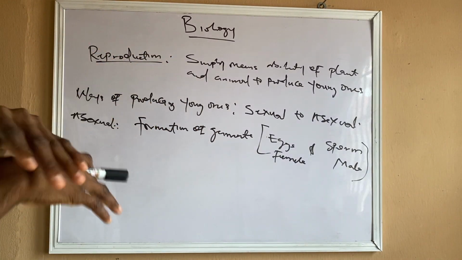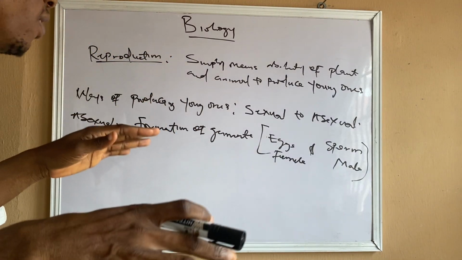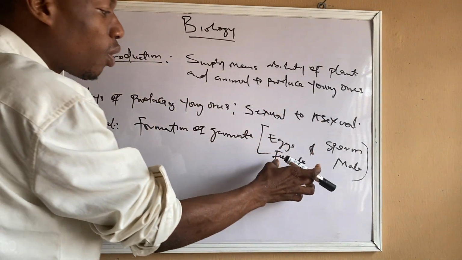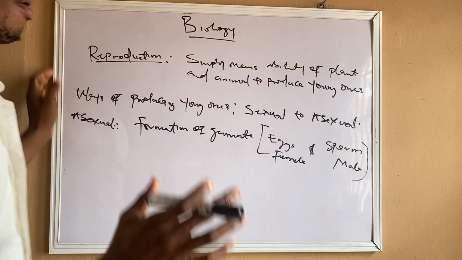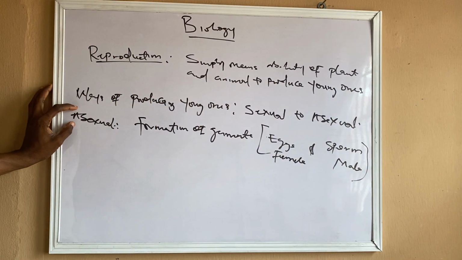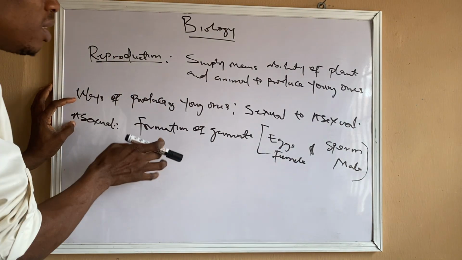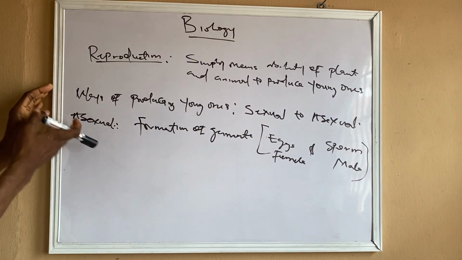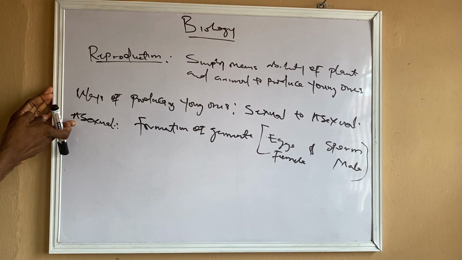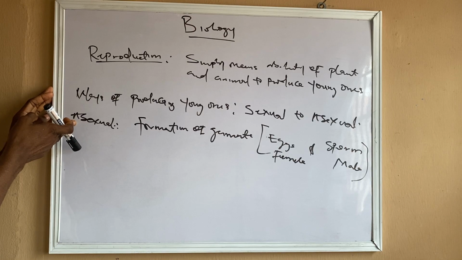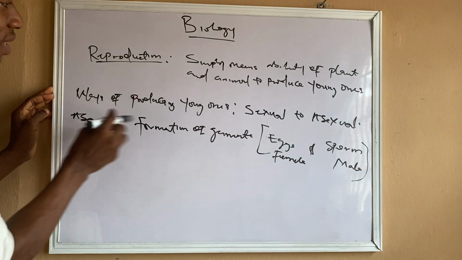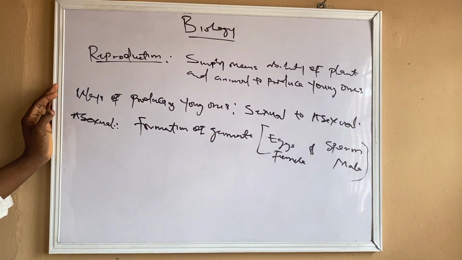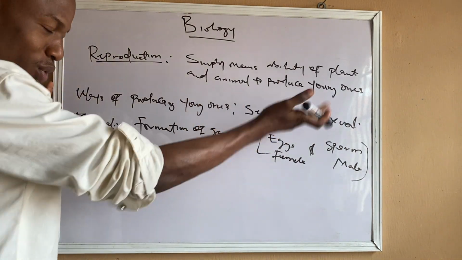Once you hear about reproduction, it is generally believed that there is formation of gametes, that is the coming of egg and the sperm. But I said when you see A, it goes against the normal standard. Yes, that's why we have asexual. Good. Now, once we say asexual reproduction, that means there is no formation of gametes, but the young ones are still being produced.